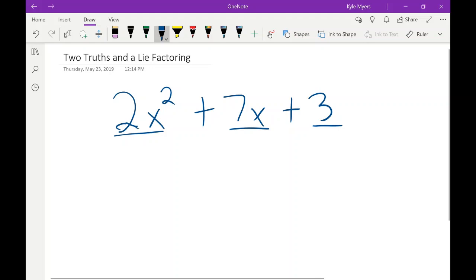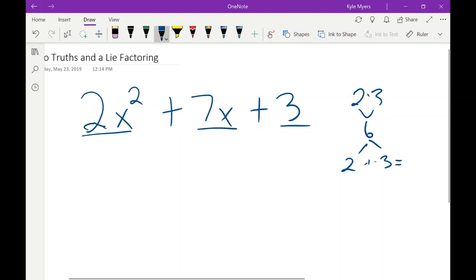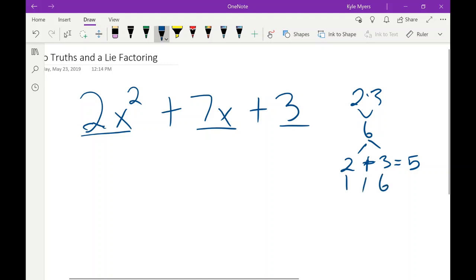So I'm going to do 2 times 3. That's 6. I need factors of 6 that give me 7 when I add. The most common thing would be 2 and 3, right? But if I add those, I get 5. So that doesn't work. Well, what else? Can you think of anything? Yeah, that's right. How about 1 and 6? 1 times 6 is 6. 1 plus 6 is 7.